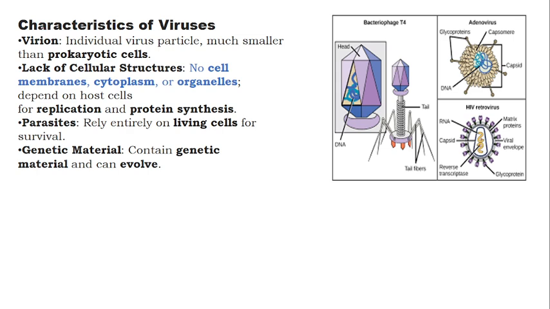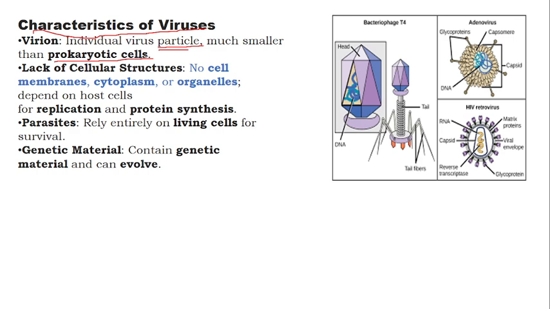So, characteristics of virus. Number one, you have seen that it is an acellular microorganism. It means individual viruses are particles, like dust. They are much smaller than a prokaryotic cell. It means they are very, very small. You have seen that you cannot even see it under a light microscope. Only under an electron microscope can you see virus.